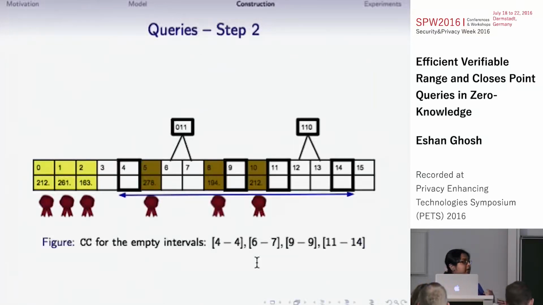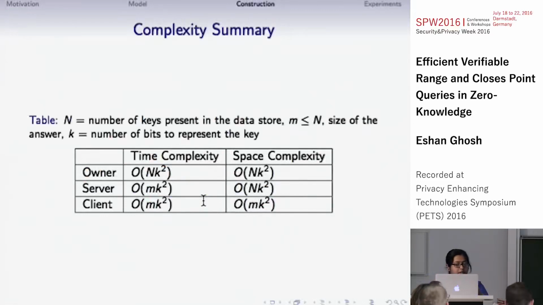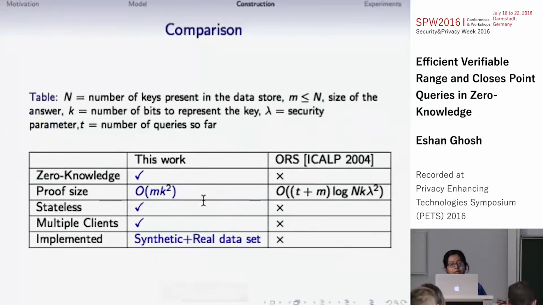So basically, once the member elements are returned, that uniquely breaks up the queried range into a bunch of subranges, and the canonical covering for the subranges can be computed independently by the client and the server. So for the bold nodes here, the client can encrypt messages under those IDs, and the server either possesses those secret keys from the owner, or it can derive them by the property of Hive, and it can prove that by decrypting the nonces. Basically, that's the challenge-response phase. And the complexity is proportional, except for a k-squared factor, to the answer size, which is good. And this is a comparison with the ORS scheme, which was not even zero knowledge. The proof size is much better, it's stateless, and so on.